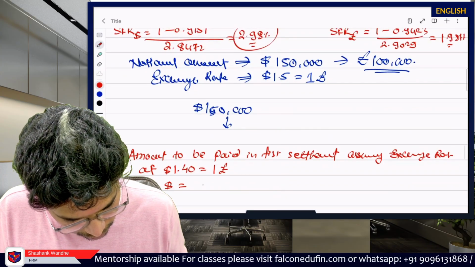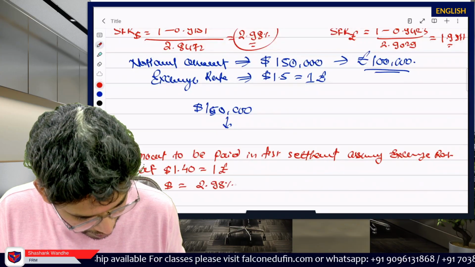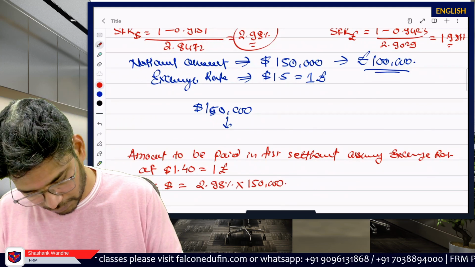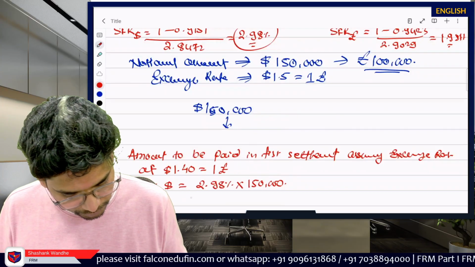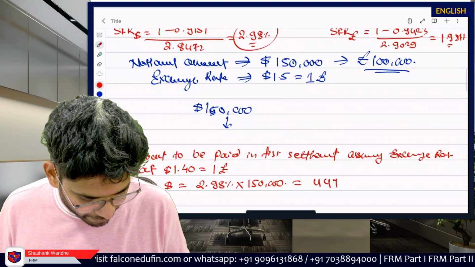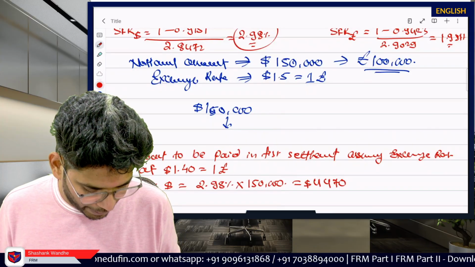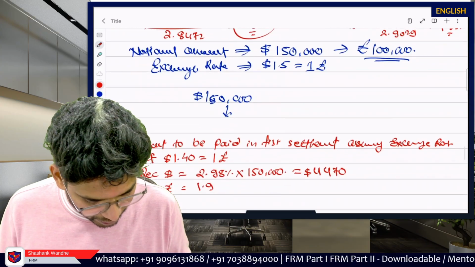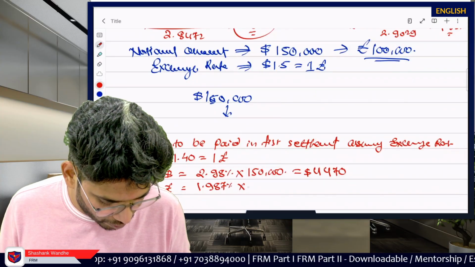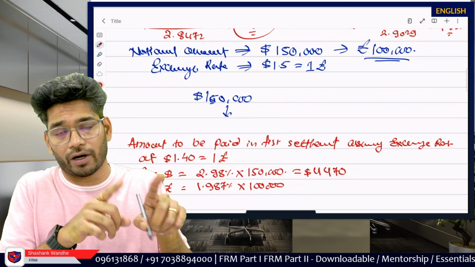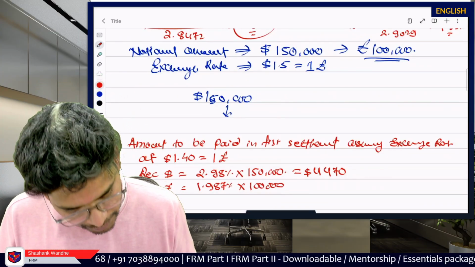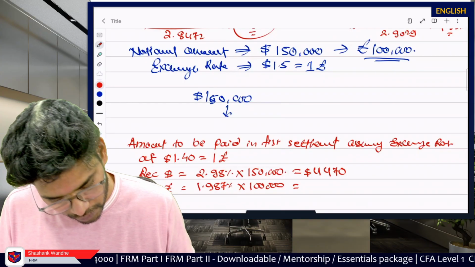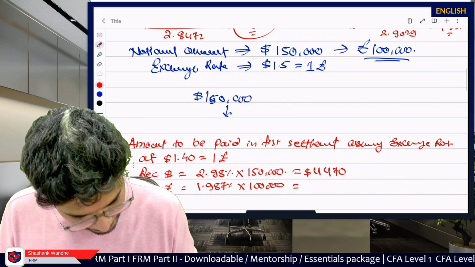So 2.98% multiplied by 1,50,000 is equal to $4,470, and pay pound is equal to 1.987% into, remember, our notional amount for the pound side is 1 lakh, which is equal to pound 1987.